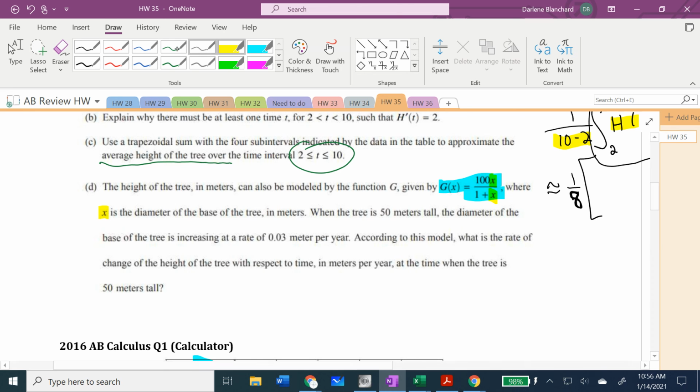It says when the tree is 50 meters tall, the diameter of the base of the tree is increasing at a rate of 0.03 meters per year. The diameter was given as variable x, so they just told you that dx/dt is positive 0.03, and I want to point out that it's positive because it's increasing.